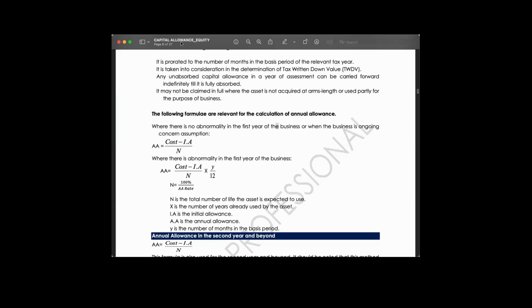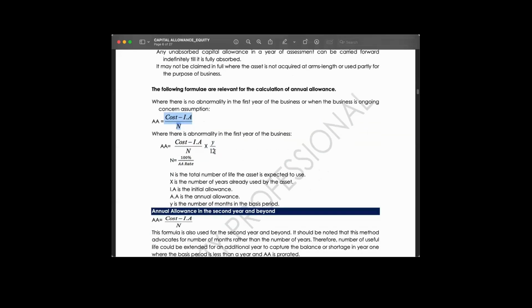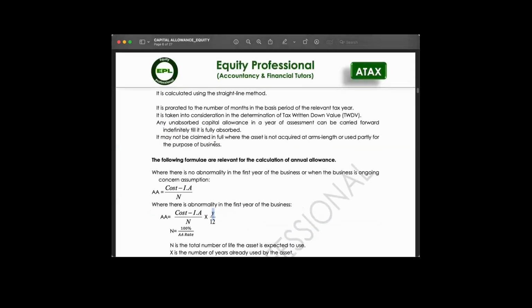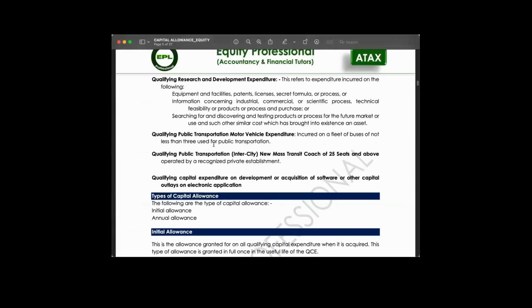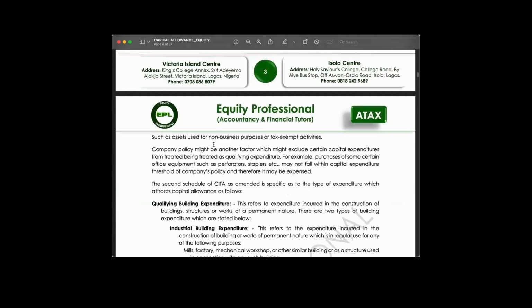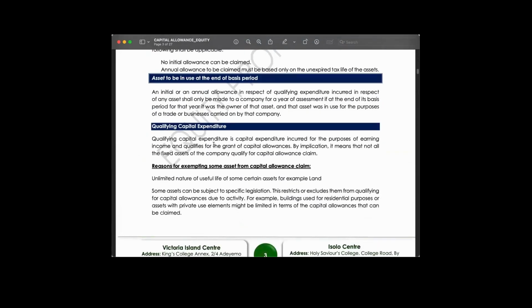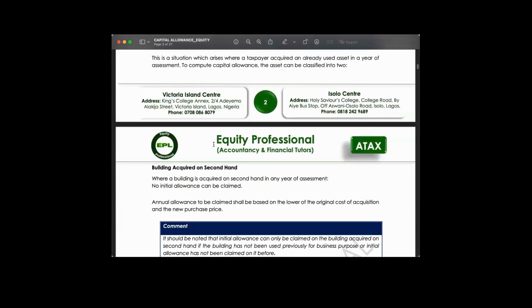So I said you use this formula when your basis period is not up to 12 months. And I've told you that Y is the number of months in the basis period. Okay? Having understood that, let's really talk about some tax implication of assets acquired on second-hand basis.